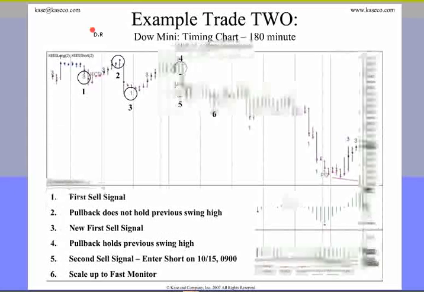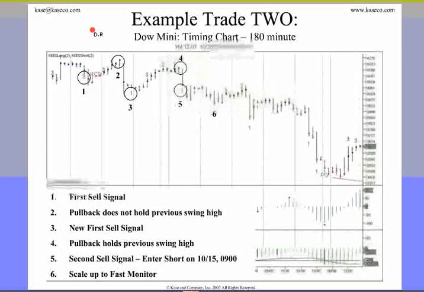That's our first signal. The market begins to pull back. Well, the pullback took out the previous swing. So that first signal, even though it was a third class, is no longer valid. We are now neutral, so to speak. The market then falls, and at point number 3, we get a first class sell signal.